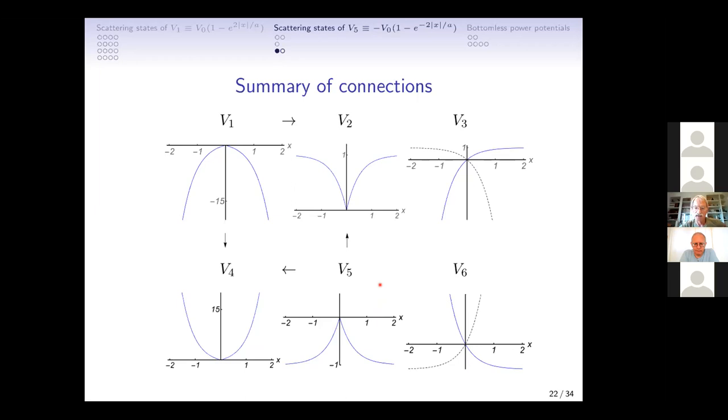Starting instead with V5, which is a finite barrier, special scattering states correspond to bound states of V4, and the poles of the scattering amplitudes can give you the bound states of V2. So actually, if you don't like bottomless potentials, this pair are a perfectly okay pair, because this has got a bottom, and this is a finite well. So these two are kosher.